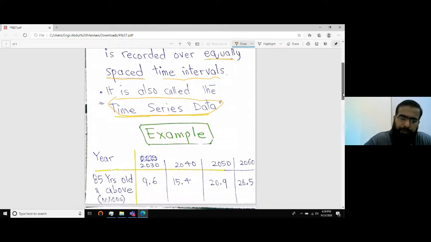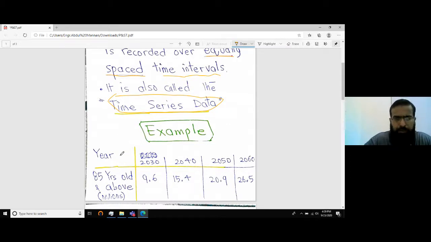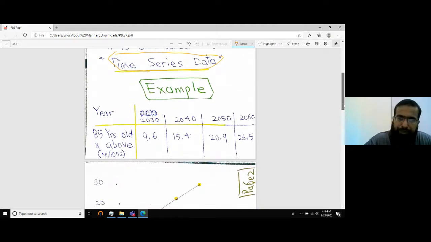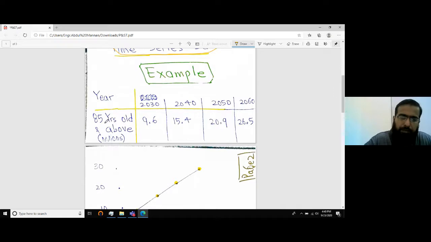The example is this: the projected number of citizens that will be 85 years or older, in millions, in the years 2030, 2040, 2050 and 2060. These are 9.6 million, 15.4 million, 20.9 and 26.5 million in a country. So these are the projected number of people with age 85 years or more. So how would you plot it?